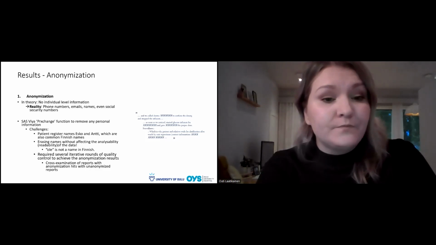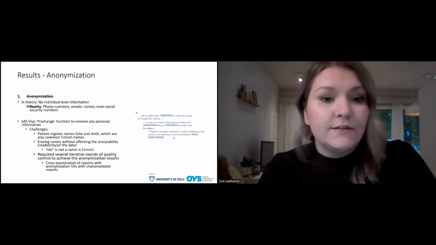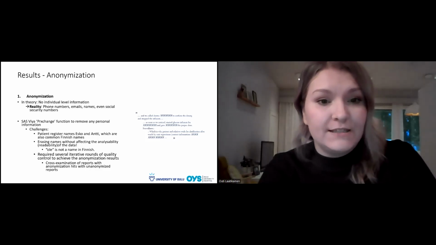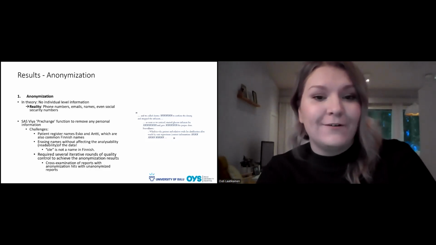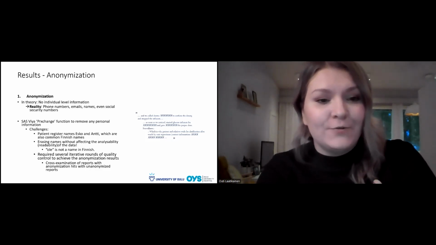For example, the function first considered "ole" a name, which it definitely is not in Finnish. It's a verb, "is". So we had to go through the data many times in several iterative rounds to make sure that we did not mess up the data, but still ended up with good anonymization results. And we basically did this by cross-examining reports that were anonymized with those that weren't anonymized.